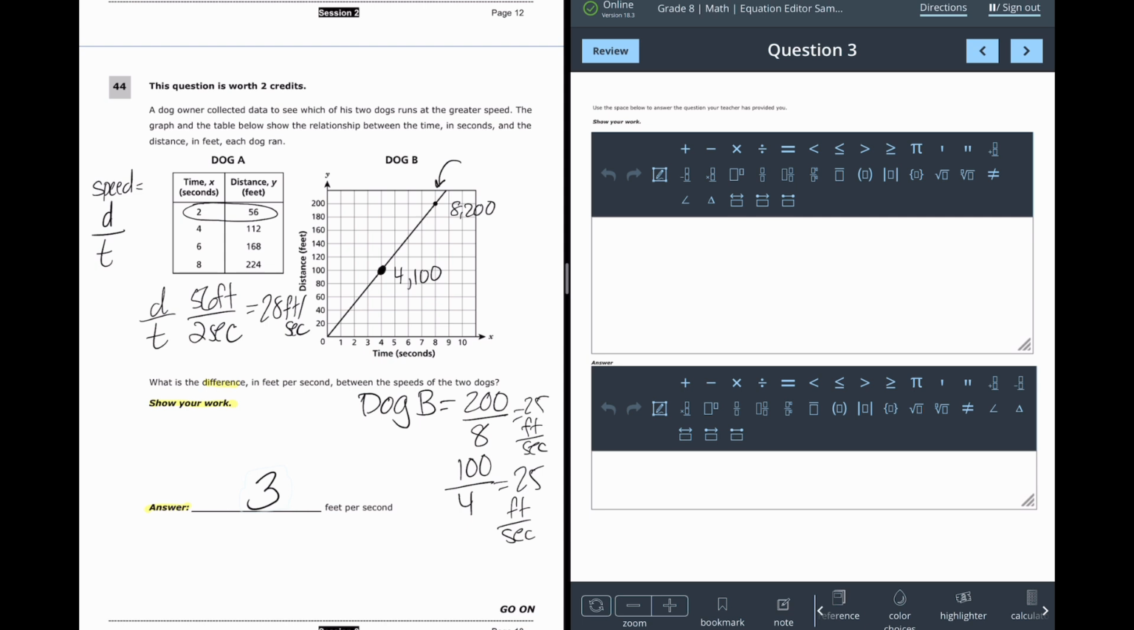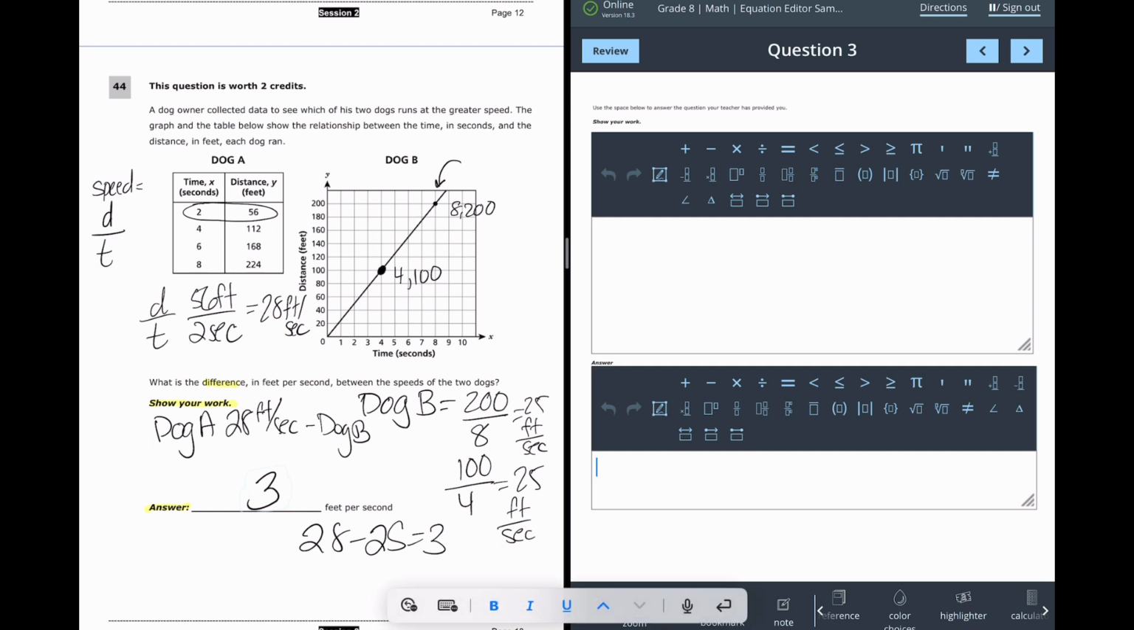All right, so I know dog A is 28 feet per second, and dog B has 25. So I'm just doing 28 minus 25, and I get 3. That's all I did. All right, so that's all my scratch paper. There's lots going on here. I played with different numbers. So how do I express this on my screen with just words?